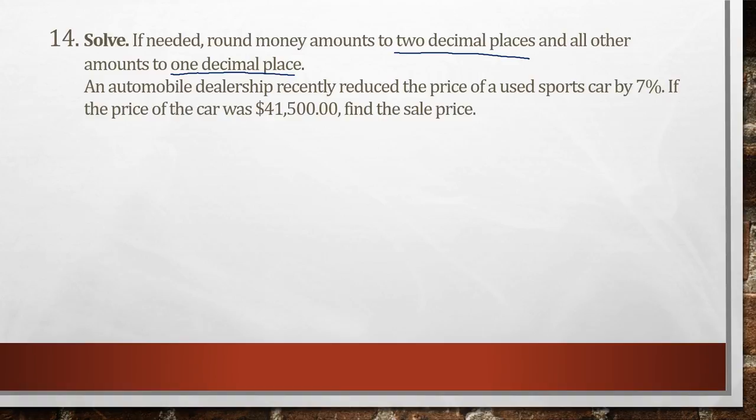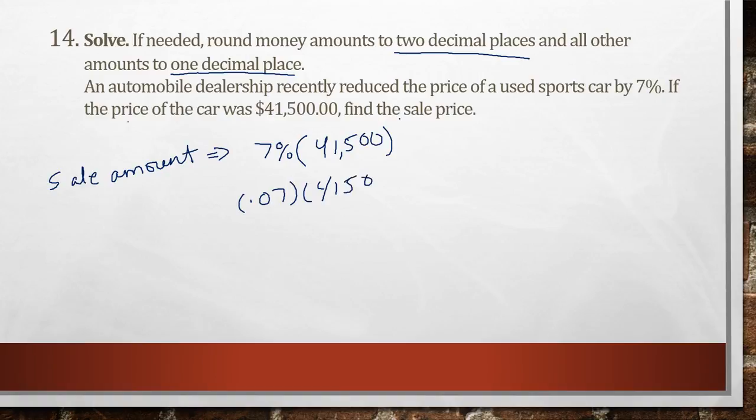So there are a few ways that we can do this. The way that I typically do it is I find what the sale amount is, and then I subtract that from the original price to find the sale price. So the sale amount would be whatever it's reduced by, so that would be 7%, times 41,500. Now, of course, change your percent to a decimal. So that's 0.07 times 41,500. So let's do that on the side.